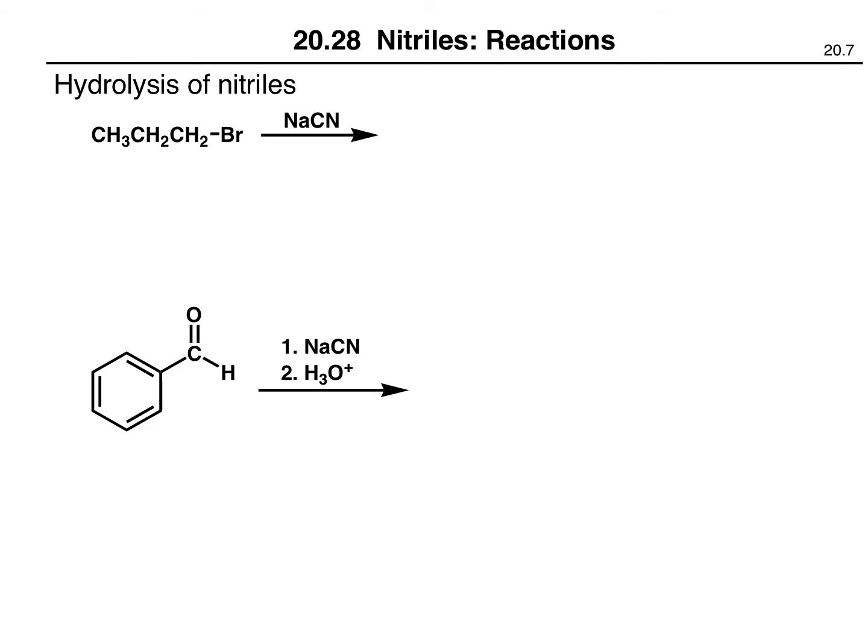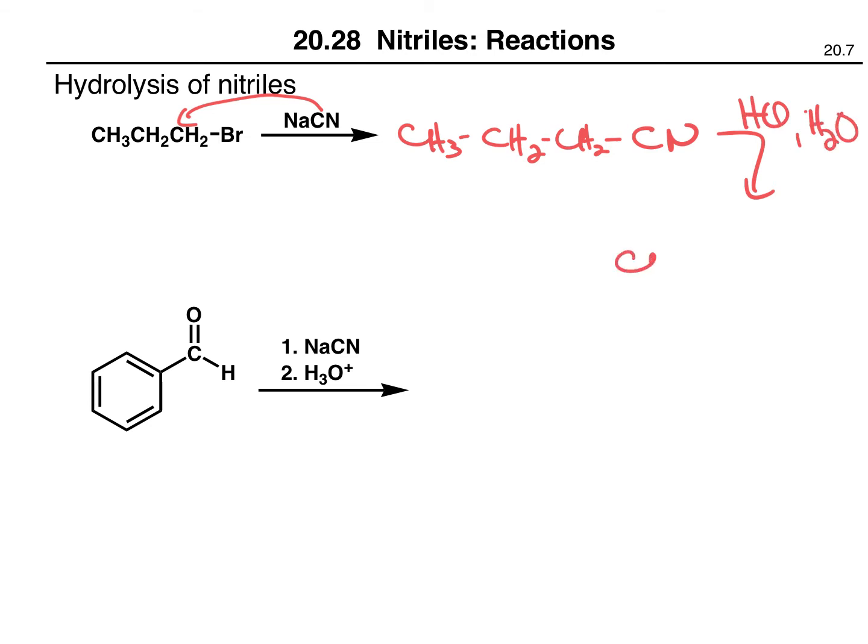So if we're starting with an alkyl halide, treat it with cyanide to give the nitrile. And then this can be hydrolyzed to give the carboxylic acid. There is an H there.